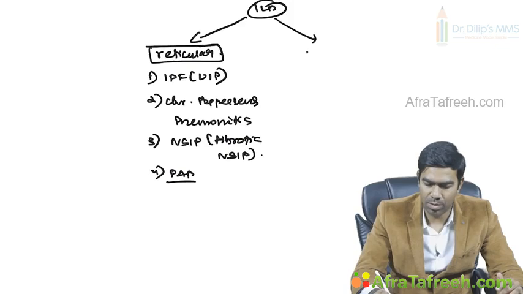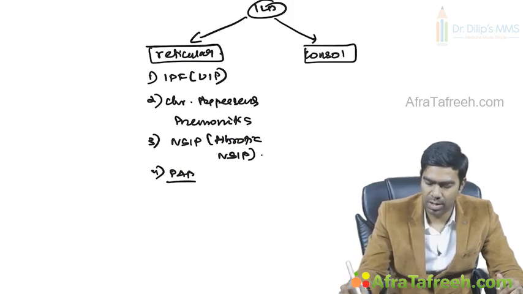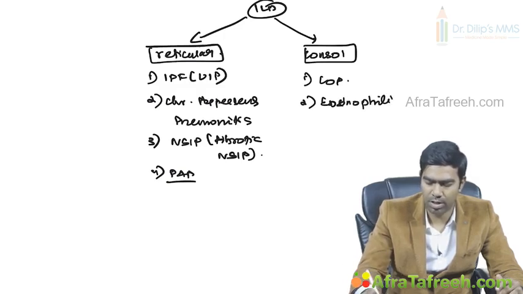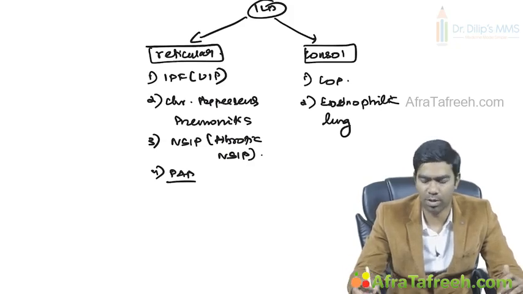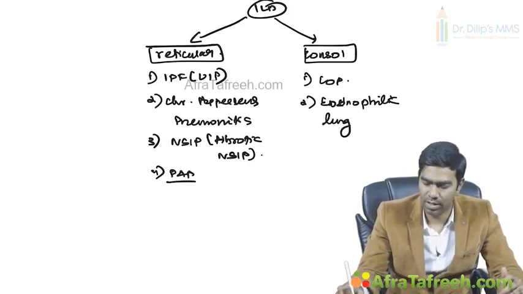Next, what are the ILDs that produce consolidation? Typically, number one is COP, that is cryptogenic organizing pneumonia. Second, a lot of eosinophilic lung diseases like chronic eosinophilic pneumonia and acute eosinophilic pneumonia, where eosinophils will be plugging the alveoli, causing that consolidation kind of appearance and displacement of air. The best example is chronic eosinophilic pneumonia.